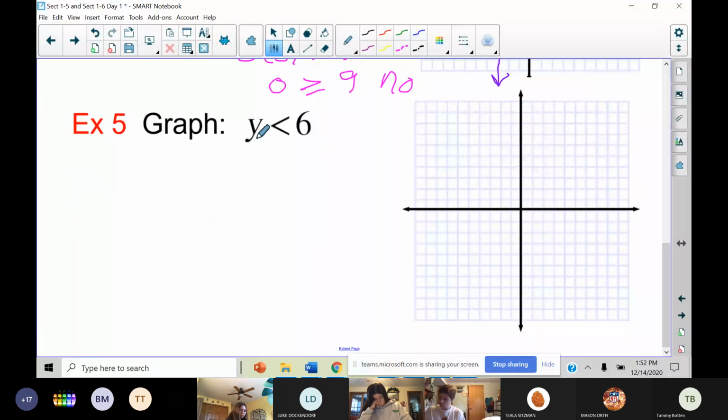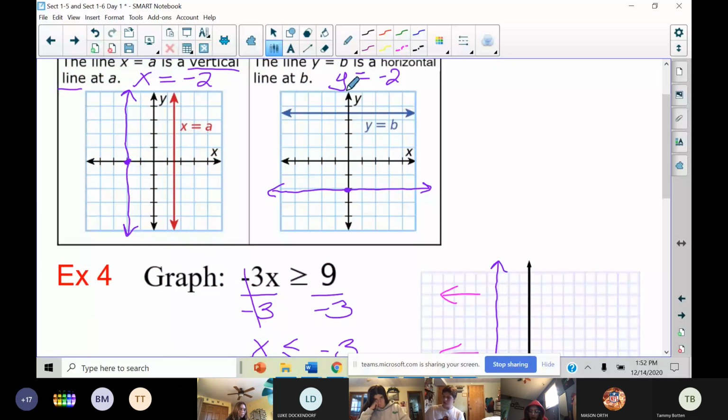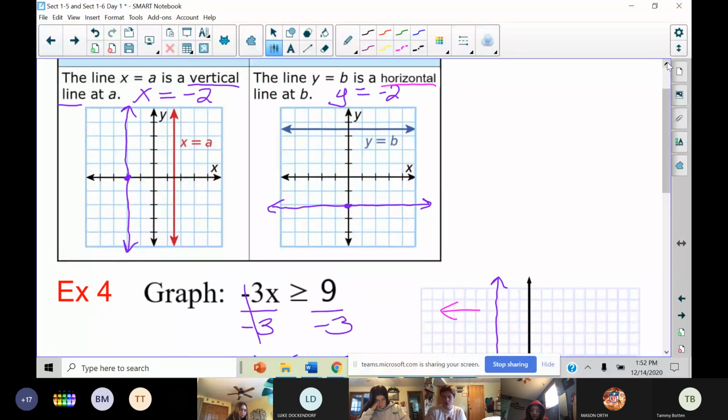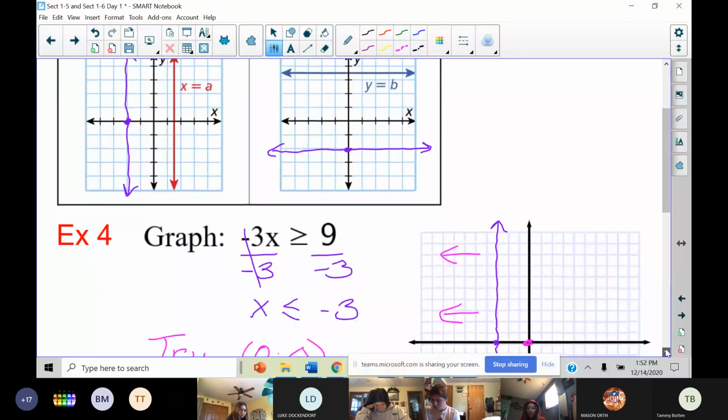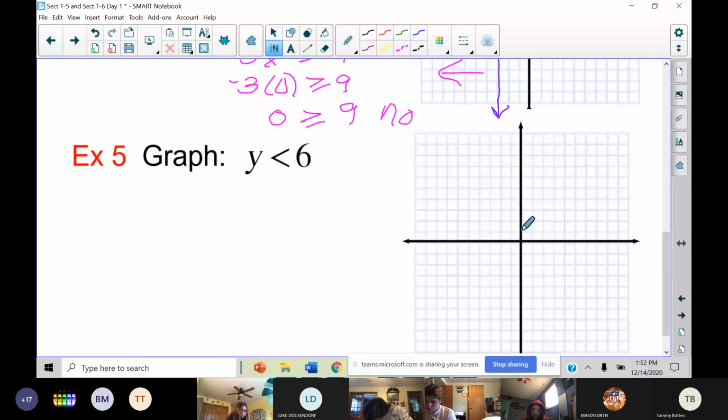Now if I look at this one, I have it solved for y and there's no x, so that's another of your special cases. And if you look up here, if it's ever y equals something, it's a horizontal line. Okay, so you're going to go to where y equals 6 in this case, and you're going to draw a horizontal line. So I'm going to go on my y-axis to where y equals 6. And now I have to think about, I know I draw a horizontal line, but do I draw a dashed line or do I draw a solid line? And I would draw a dashed line because it's only less than. Okay, so that's my graph.